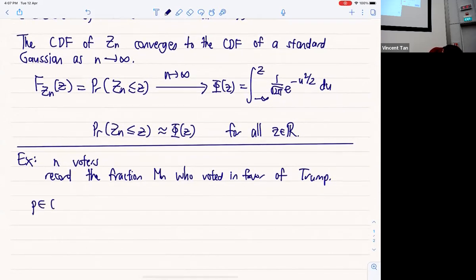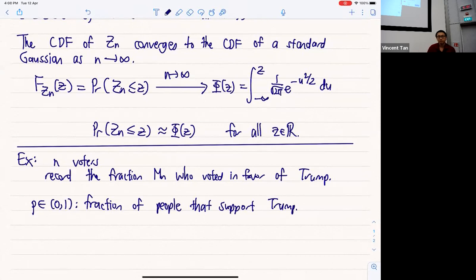Now P is a number between 0 and 1. Say it's the fraction of people in the whole population that support Trump. That is some number that we don't know. Perhaps 40% of people support Trump. But when people come into the voting booth, there could be some randomness. Furthermore, not everybody in the USA will come to the voting booth. Maybe only 50% will come, so you have a biased sample.